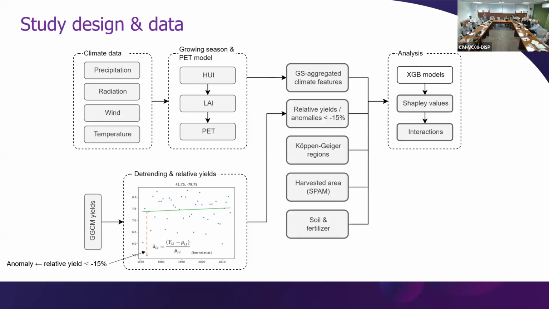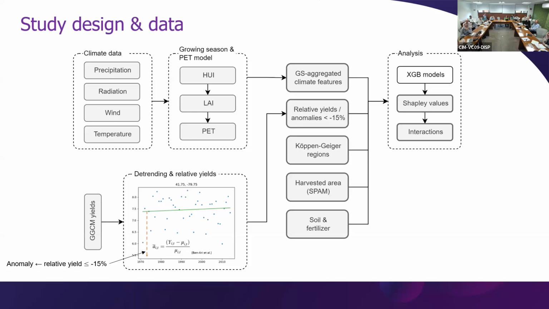Okay, so this is our study design. We're using a bunch of climate data, also used for the simulations themselves. Those are daily data. We then create some derived entities from those daily data, like the heat unit index, leaf area index, PET, and then we aggregate them into a growing season quantity. For the yield, so this is for rain-fed maize, we are looking at the time series from 1970 to 2015, and this is the range that we're using for normalization or trending of the yields.